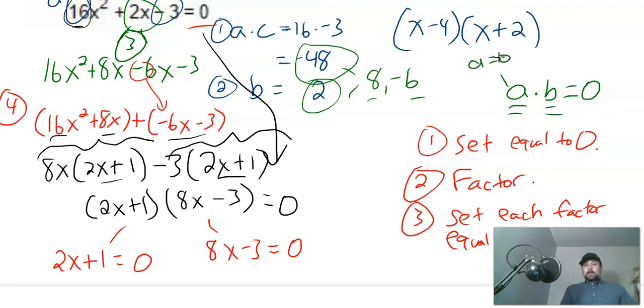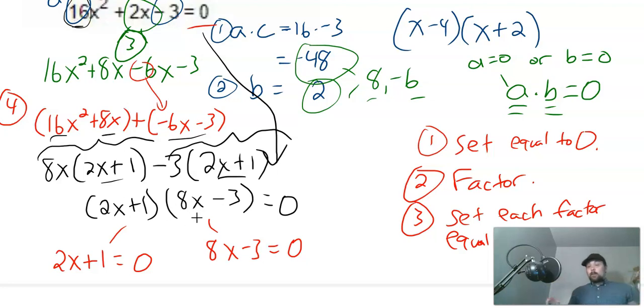Either A is going to have to equal 0, or B is going to have to equal 0 for this to be true, because the only way to get 0 as an answer when you're multiplying is for one of the numbers to be 0. So this is called the zero factor property, and that's exactly the situation we've set up here.